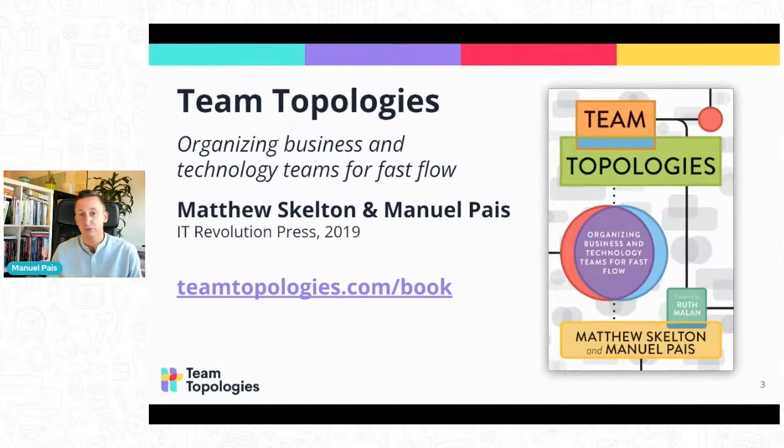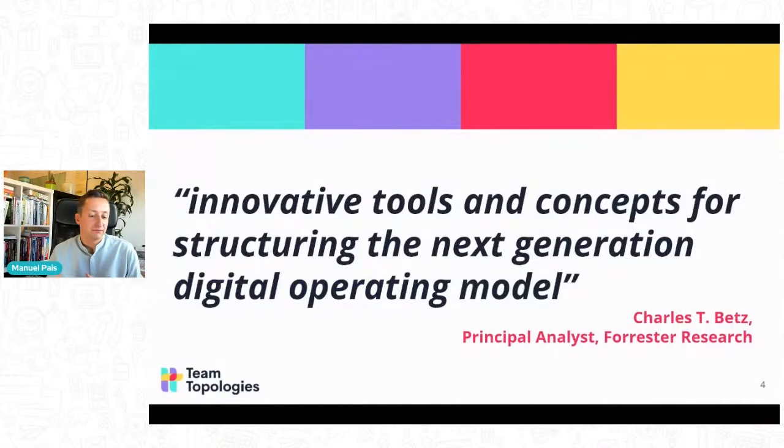Obviously, it's about organizing teams, but it has a specific purpose, which is in the subtitle: Organizing Business and Technology Teams for Fast Flow. We're going to see why that's important, why it's not just any subtitle. One of the key praises the book has gotten, for us at least, is from Charles Betts. He was saying the book provides innovative tools and concepts for structuring the next generation digital operating model.